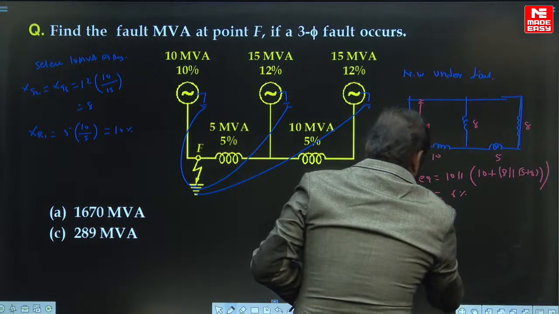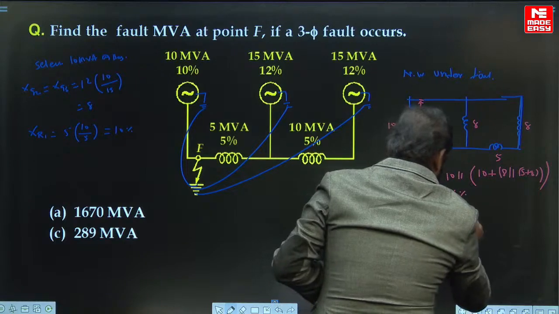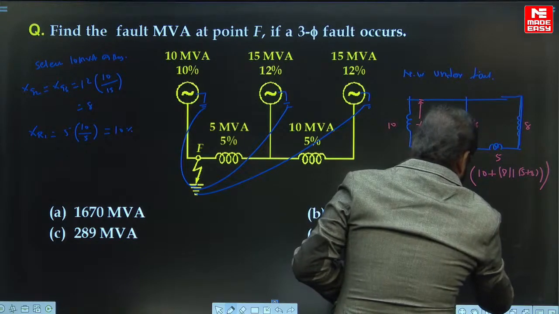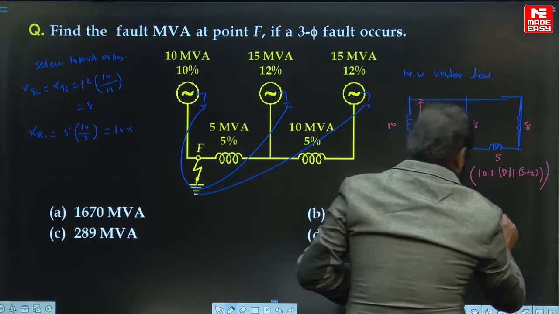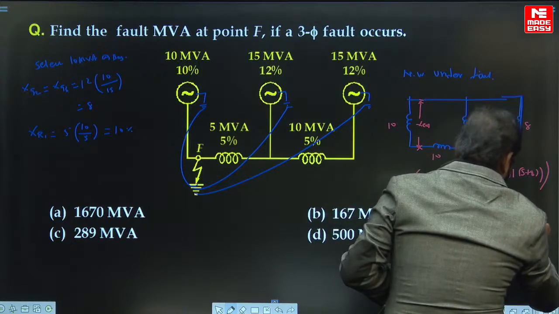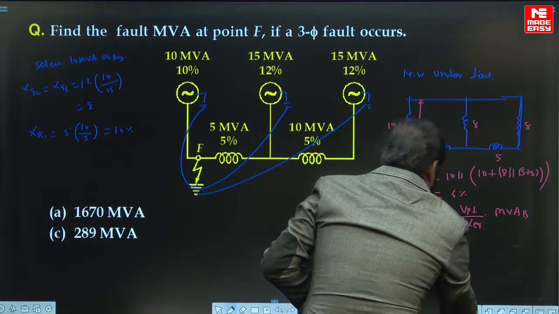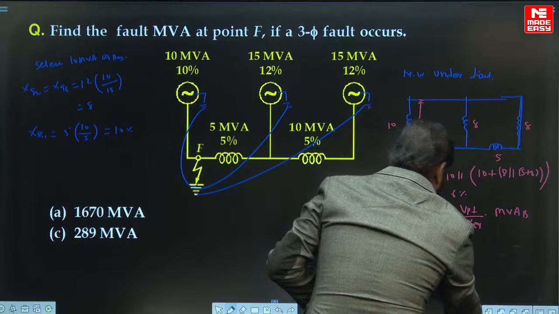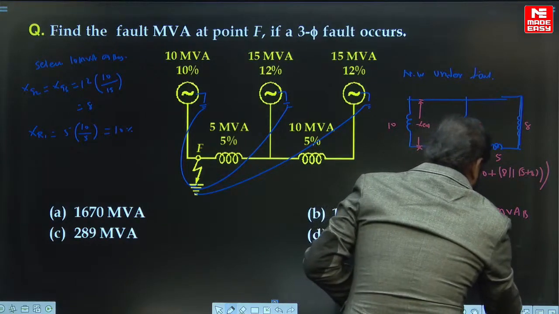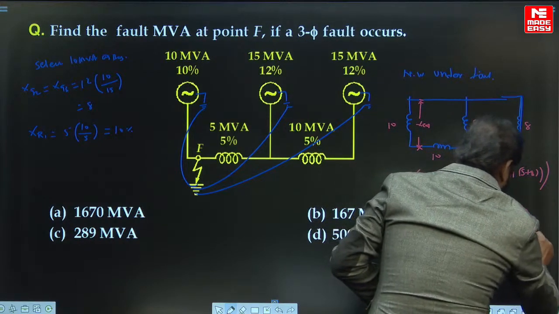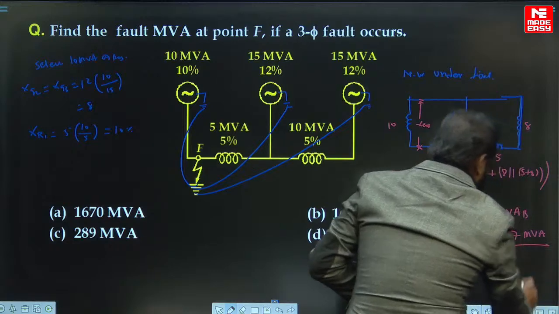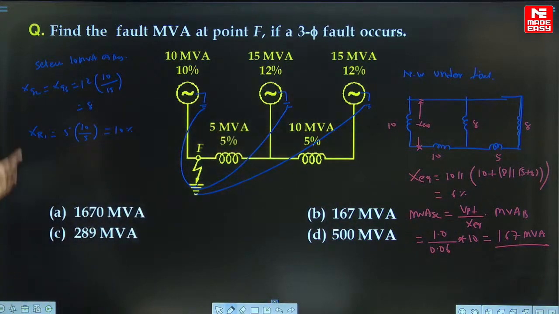Then MVA SC equals VPF by X equivalent into MVA base. That equals 1.0 divided by 0.06 into 10, which equals 167 MVA. Sometimes it may be 170 also. That is also correct.